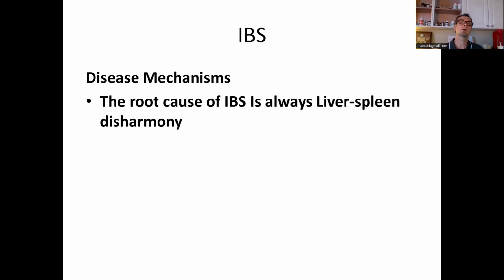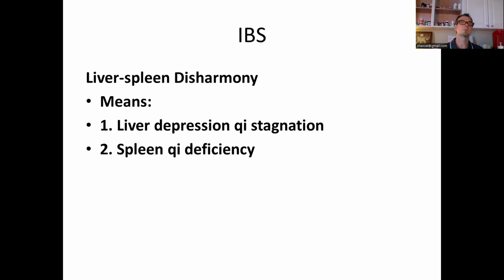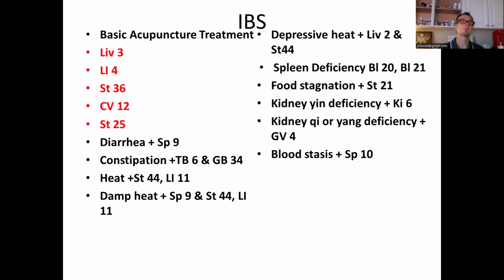The main cause for IBS is always liver and spleen disharmony, that liver attacking the spleen. So what are we going to do about it? What that means is there's liver qi stagnation and there's spleen qi deficiency. Those two things are going on, and the liver is attacking that spleen. The spleen can't hold back, and the defenses are like, oh, I'm too weak. So here's a basic treatment for that.